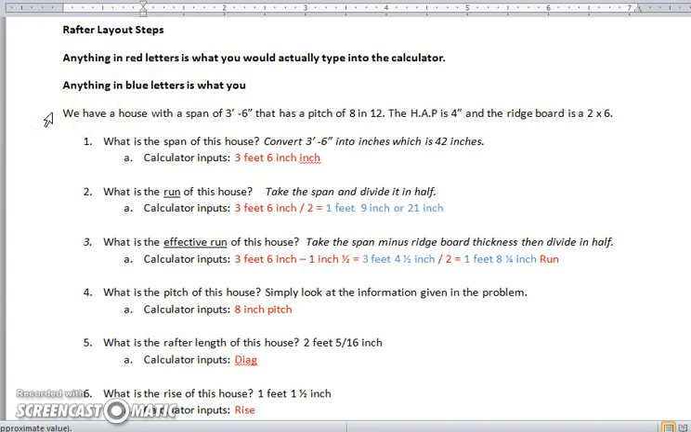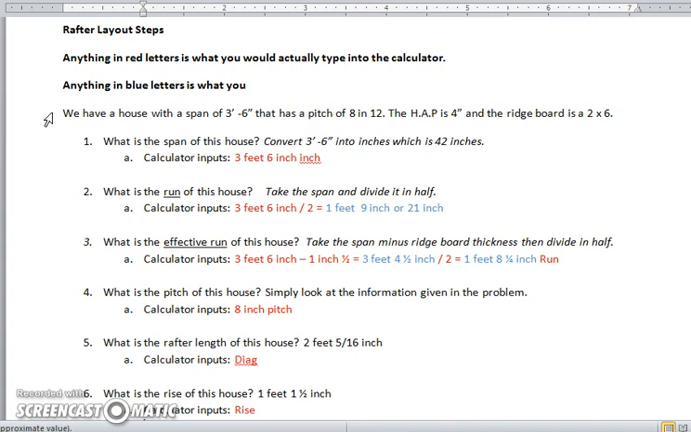We'll go through problem 1, the first step. We have a house with a span of 3 feet 6 inches that has a pitch of 8 and 12. The HAP, which is the height above plate, is 4 inches, and the ridge board is a 2x6. That'll come into play later on down the road. Question number 1 says, what is the span of this house?